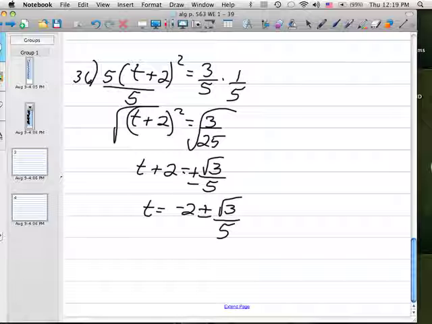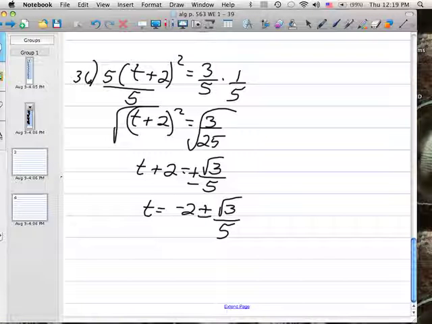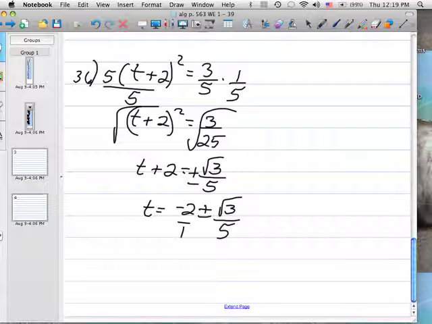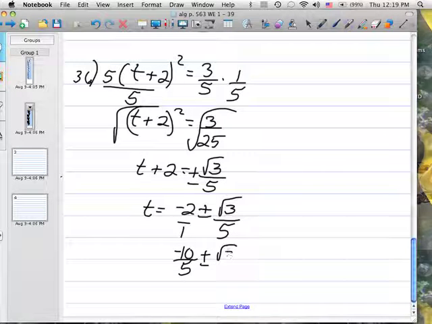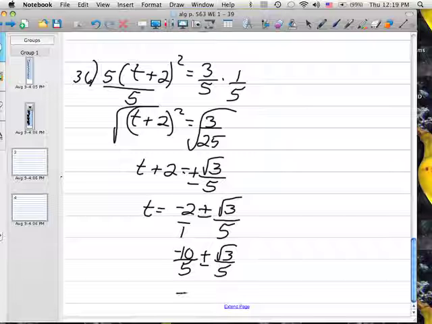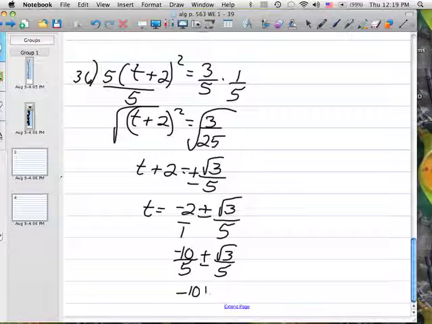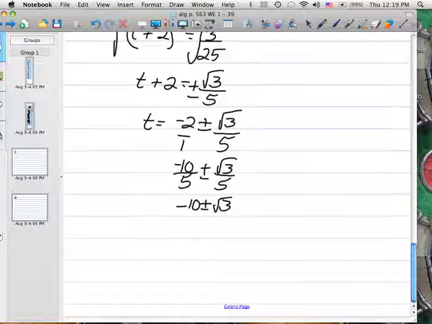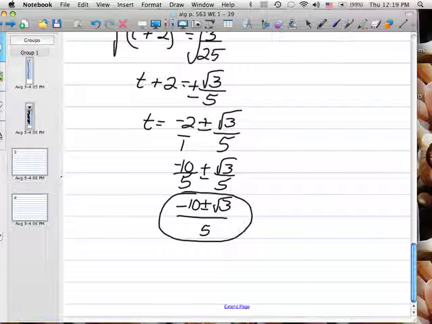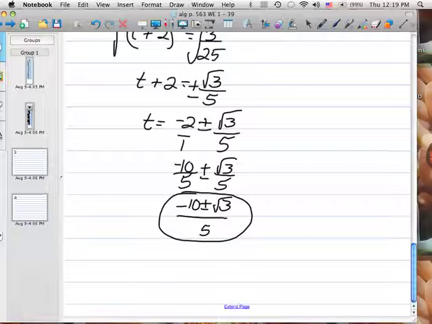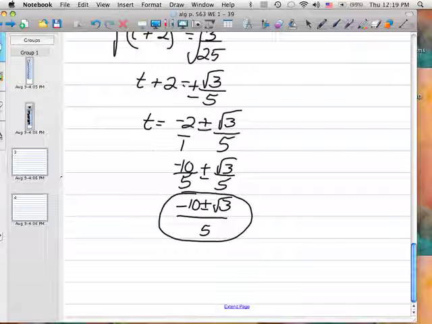If I want the same denominator, and they do prefer that you write it as one fraction, that's negative 2 over 1, so the least common denominator would be 5. And 1 goes into 5 five times, so that's negative 10 plus or minus the square root of 3, over 5. So our final answer as one fraction is negative 10 plus or minus the square root of 3 over 5. So be careful on these kind here. If you come up with a fraction as your plus or minus, you have to change it into one fraction.